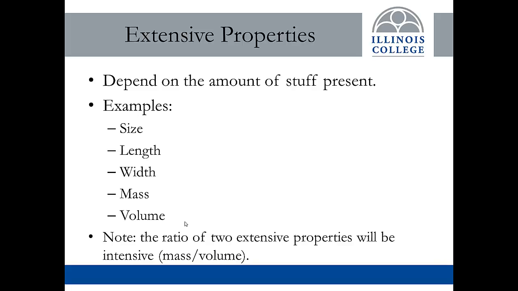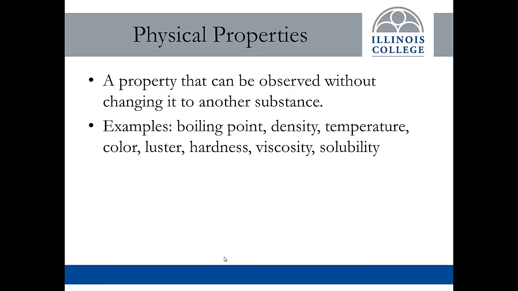So you have 10 times more stuff, you have 10 times more mass, right? Maybe it takes up a larger volume. So those are all extensive. The more stuff you have, the more these properties might change. And I have a note here that often if you take the ratio of two extensive properties, you will get an intensive property. So for example, mass and volume are both extensive properties, but when we divide them, we get an intensive property, density.